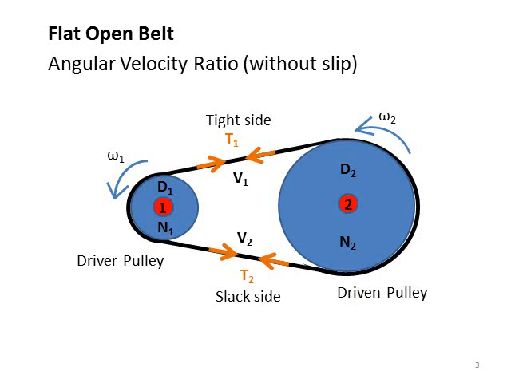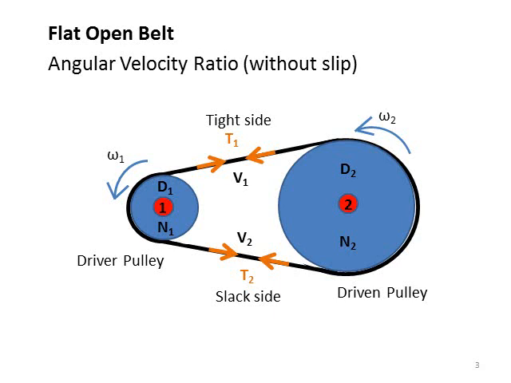The nomenclature or different terminologies that we are using here are: D1 is the diameter of the driver pulley, N1 is the RPM of the driver pulley, omega 1 is the angular velocity of the driver pulley, D2 is the diameter of the driven pulley, N2 is the RPM of the driven pulley, and omega 2 is the angular velocity of the driven pulley.